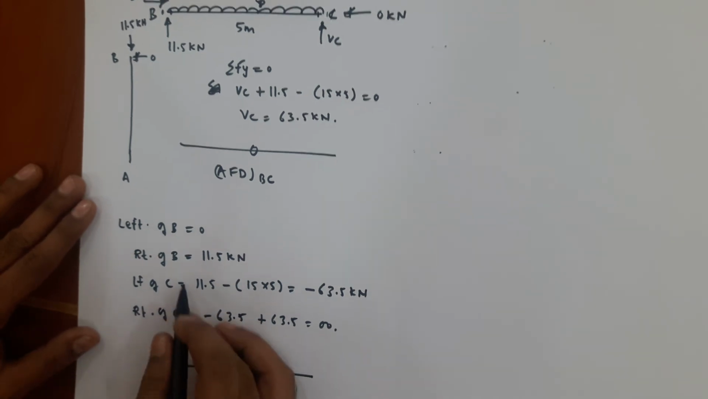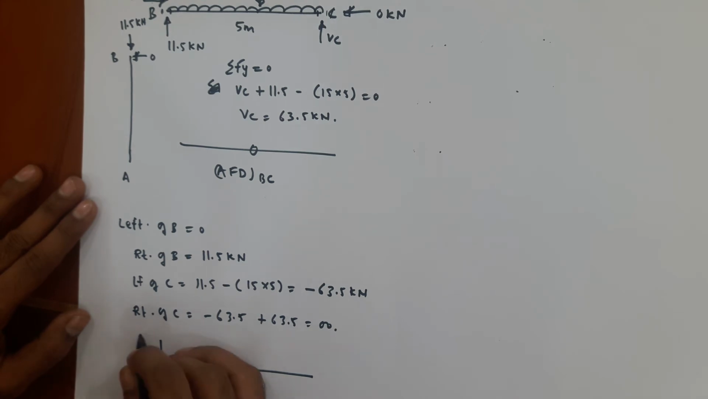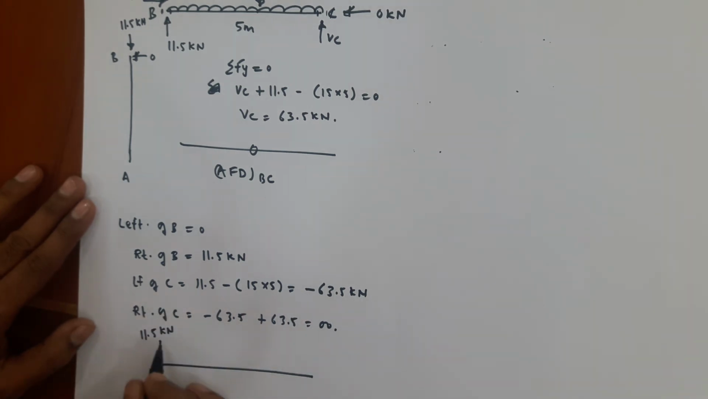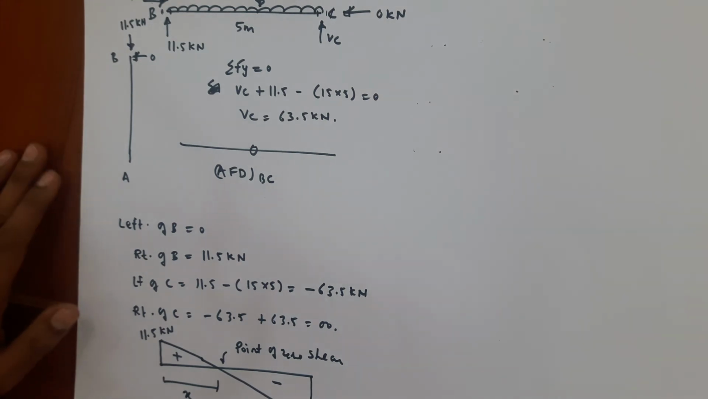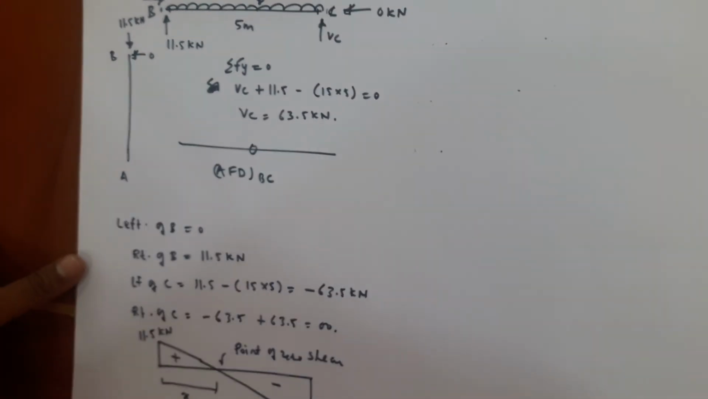Left of B 0, right of B 11.5 kilonewton. Now left of C minus 63.5, right of C 0. This point is called the point of zero shear. We need to find this, because at the point of zero shear you have maximum moment. We need to find that point of zero shear.